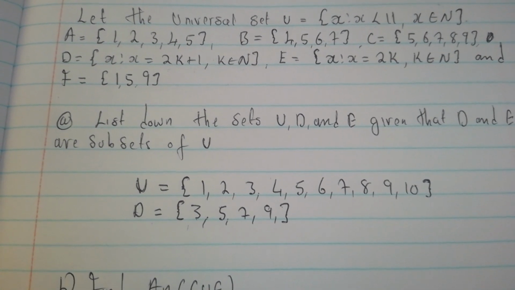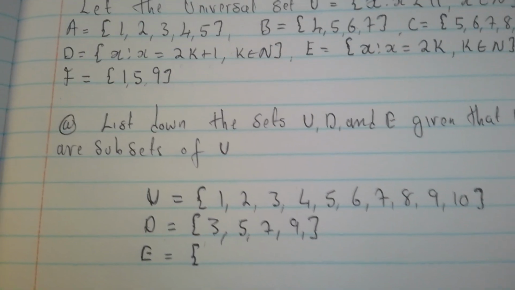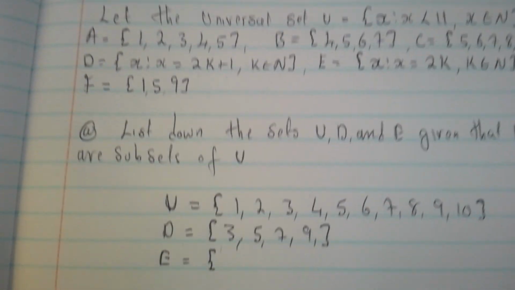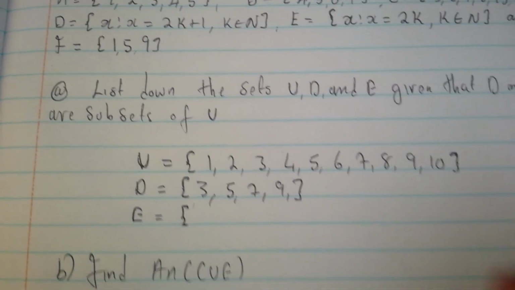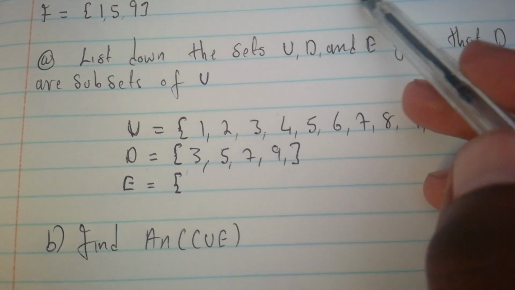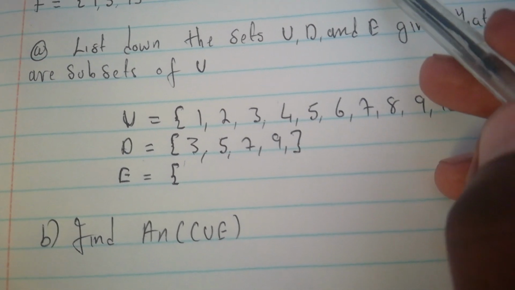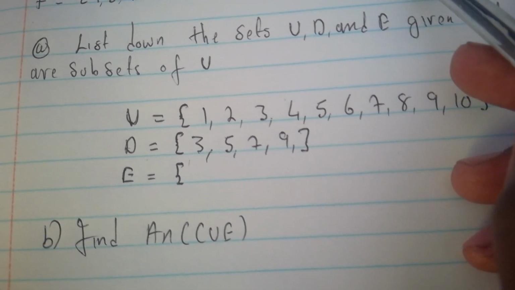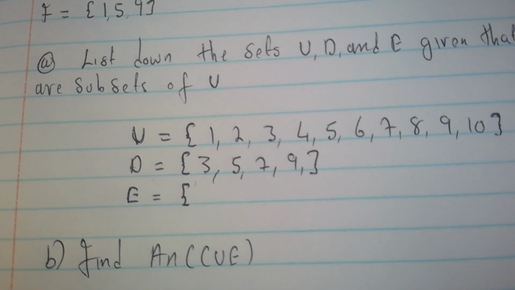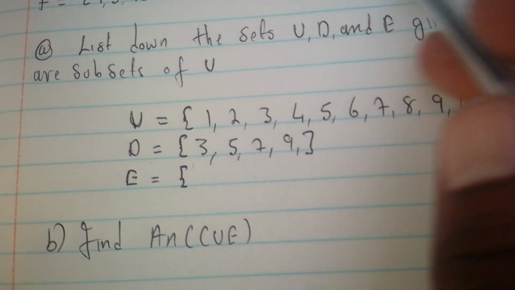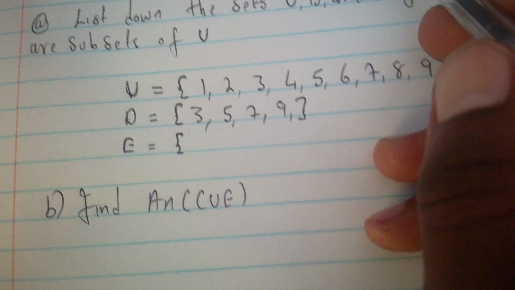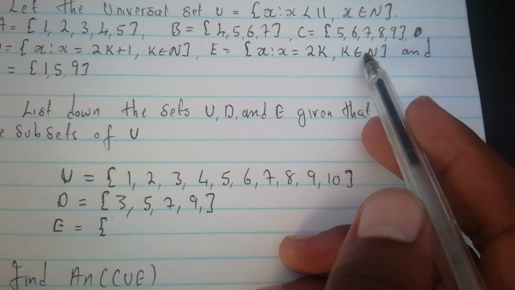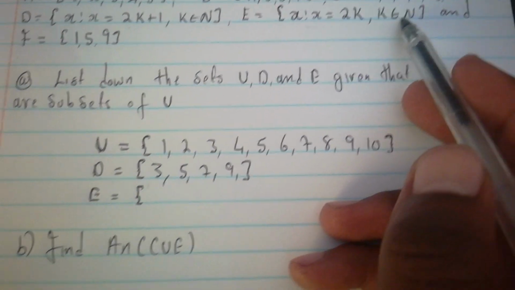Let's proceed with set E. So set E, it's also been given in the form of a set builder notation. Now they're telling us that x is such that x is 2k, just 2k. So we'll plug in the values of k to find the elements. Again, we'll start, it's confined within natural numbers. So start with the first one.